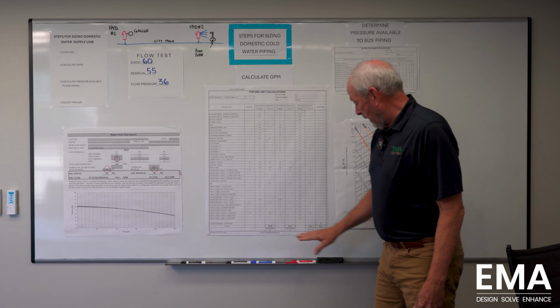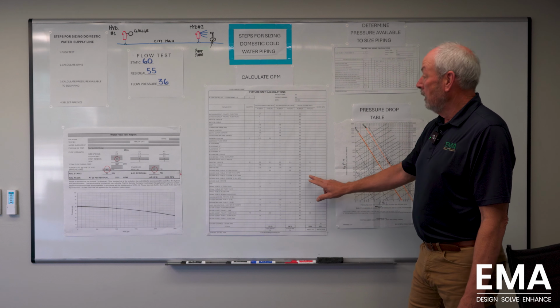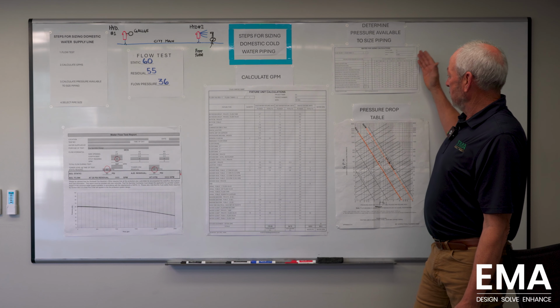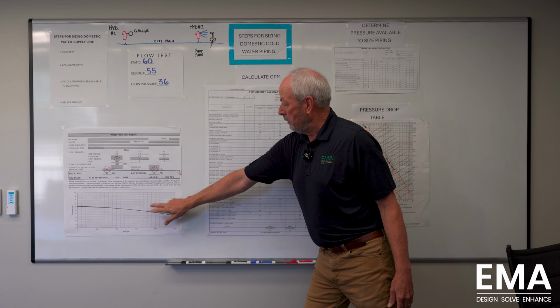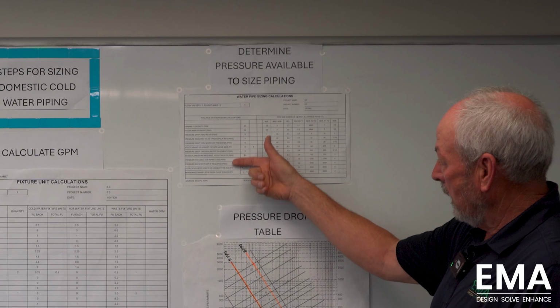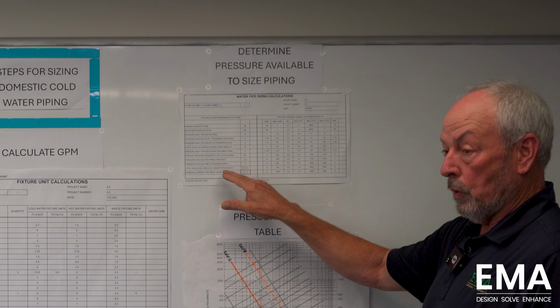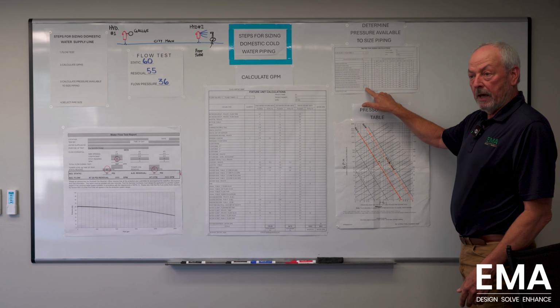There's more than just water GPM in here. It also takes care of the sanitary sewer, which will be a later video. But this table is an itemized table that shows where we're starting on the flow test. It shows our GPM, and then it allows us to see what pressure drops and allocations we're providing for, so that we can come out with a leftover PSI.